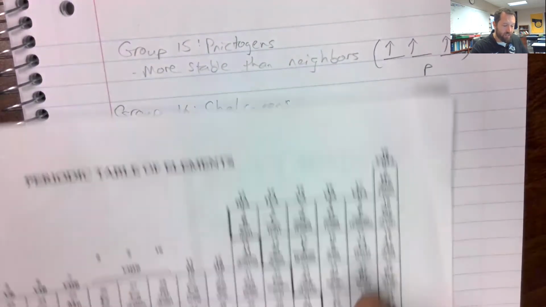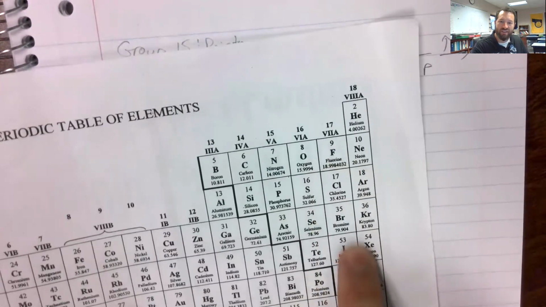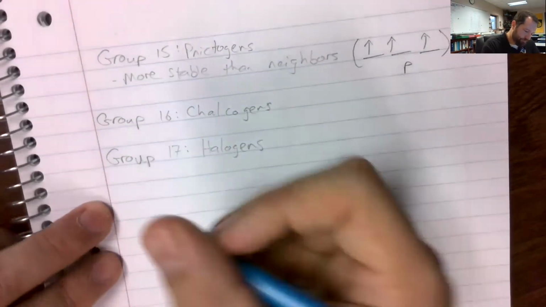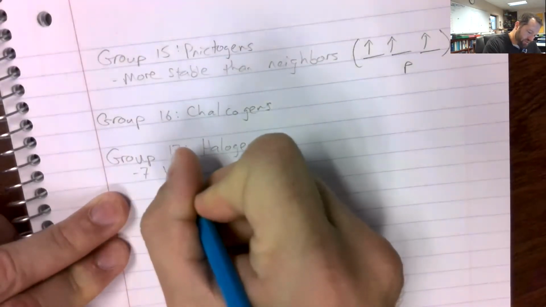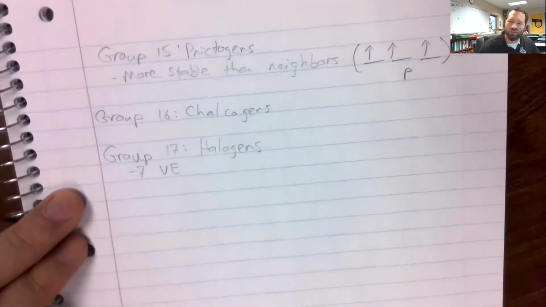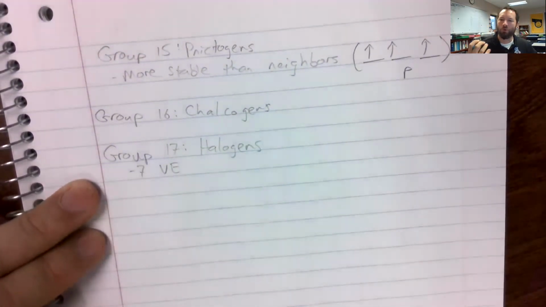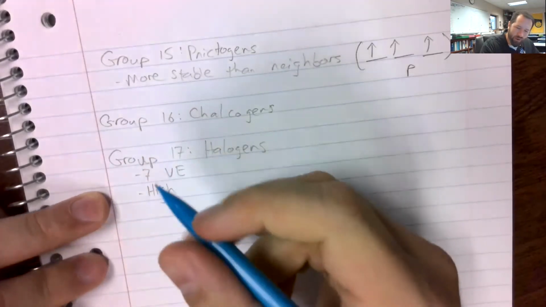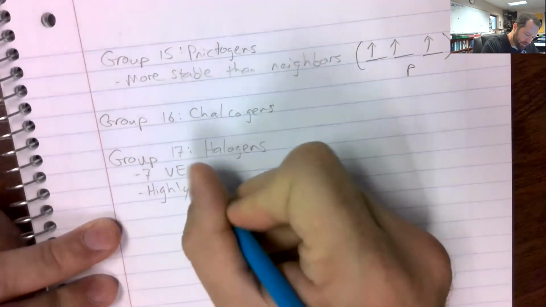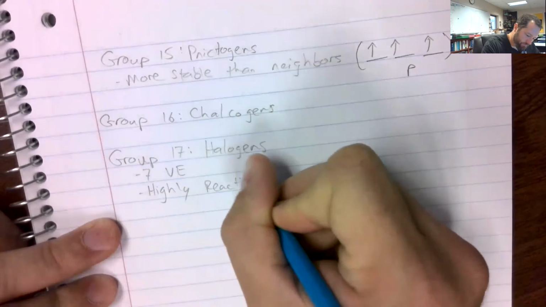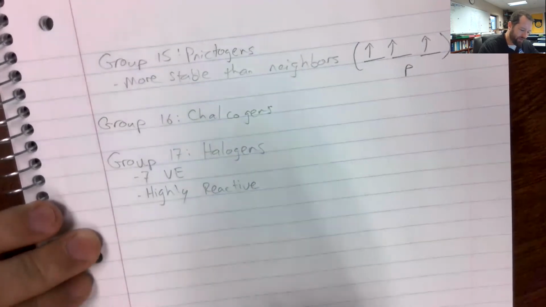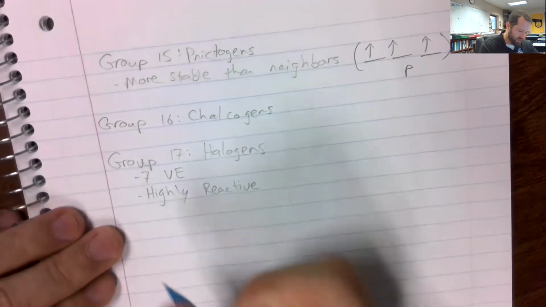Group 17 are the halogens. So that's fluorine, chlorine, bromine, and iodine. These guys have 7 valence electrons. They're almost there. They're almost to a full octet, a full 8. So just like their counterparts on their side of the periodic table, they are highly reactive. They'll do just about anything to get that 1 electron. They'll take it, they want it, they're highly reactive.